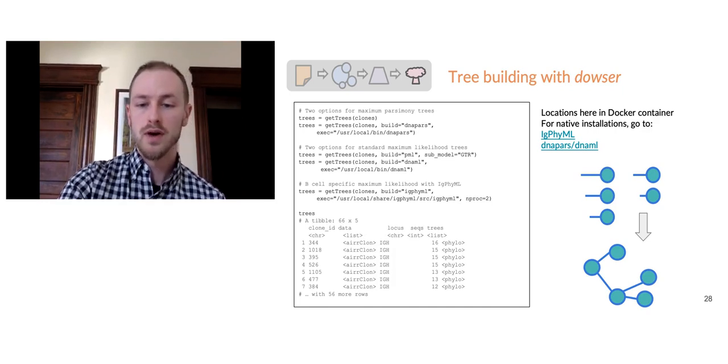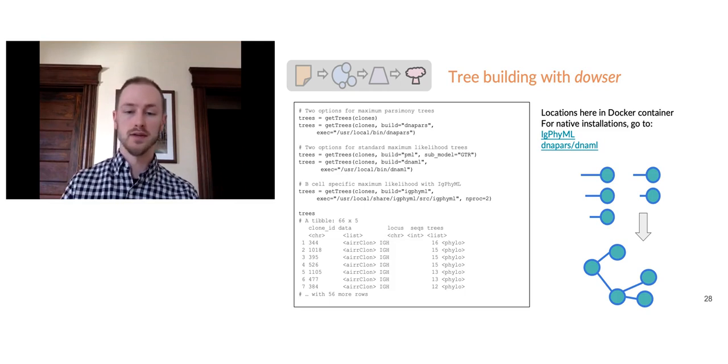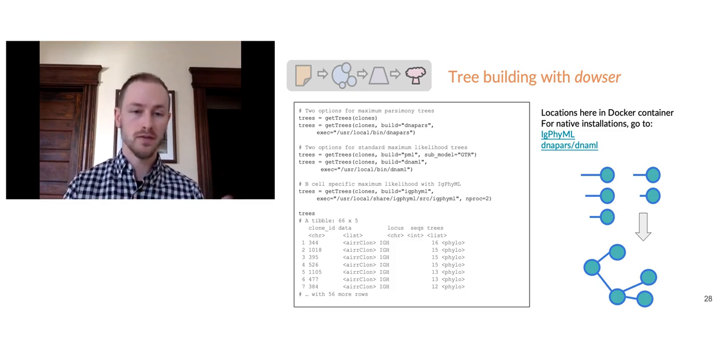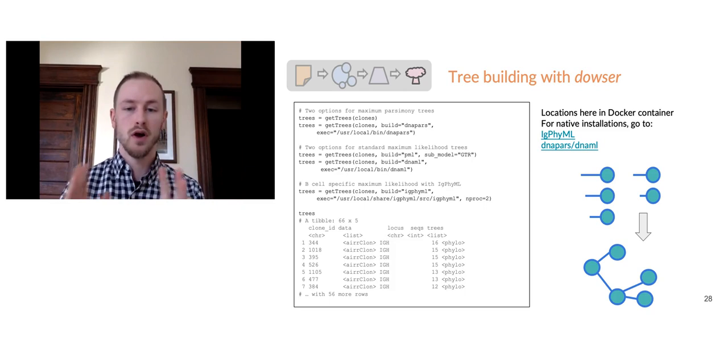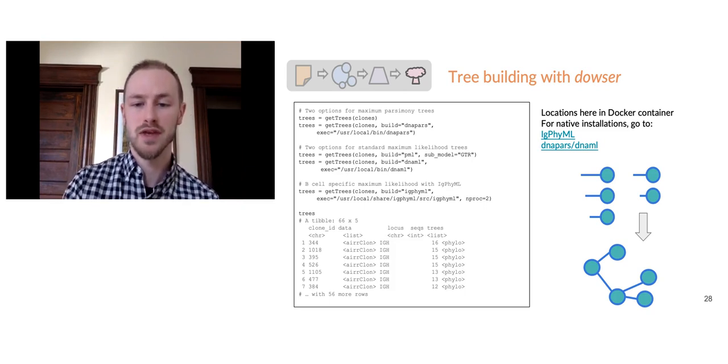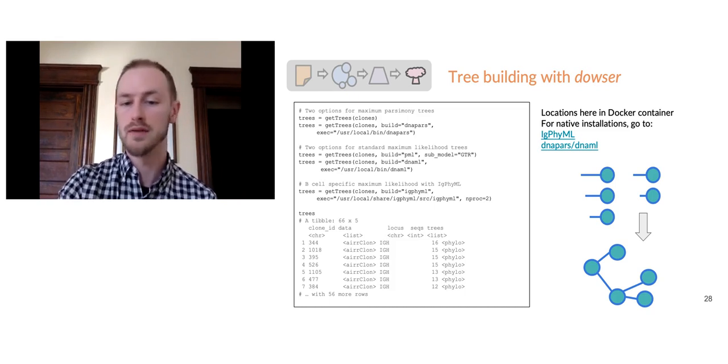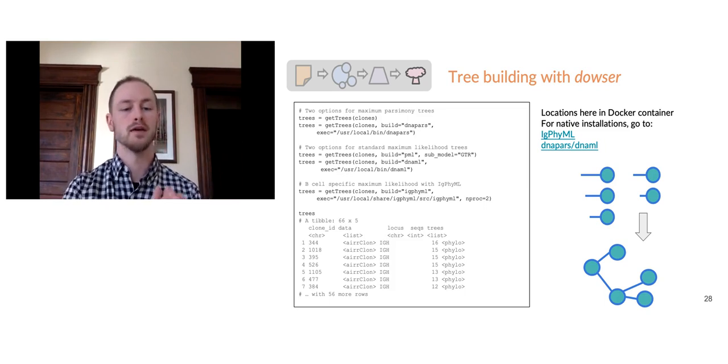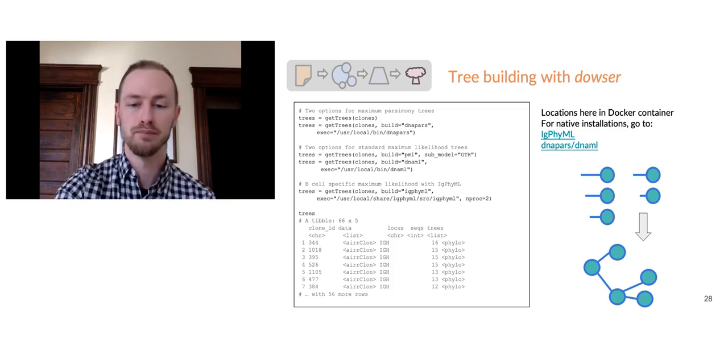So fortunately, or perhaps unfortunately, if you're indecisive, you can build trees using all of these methods within the Dowser package. All you have to do is specify the getTrees function and change some of the options. By default, we can just pass the clone data frame to the getTrees function, and Dowser will find the maximum parsimony trees for each of the clones. This will use the R package Fangorn to find the set of the most parsimonious trees for each of the clones within our data frame.